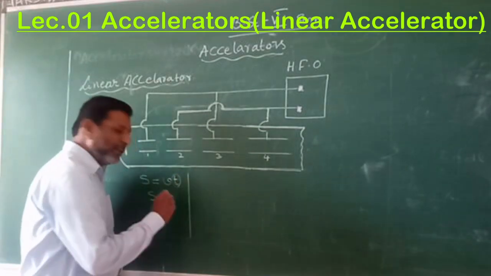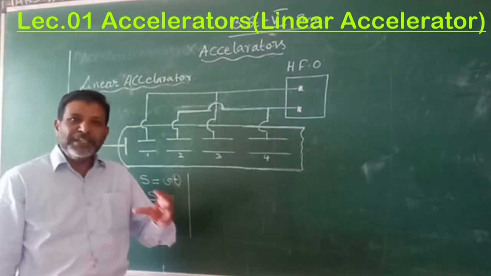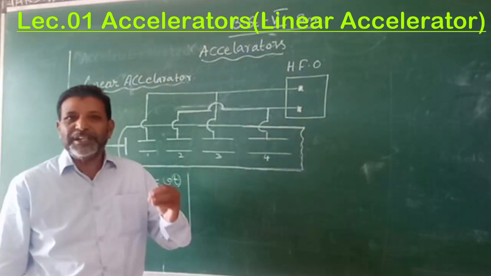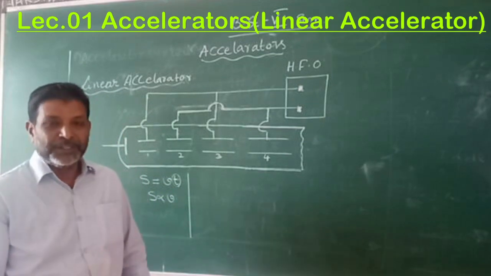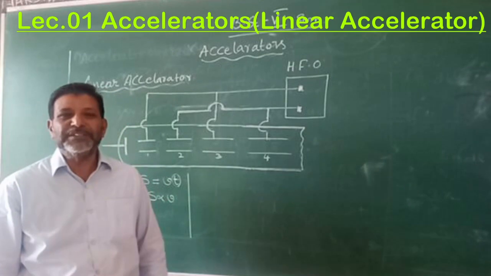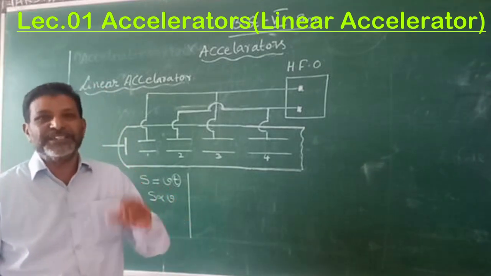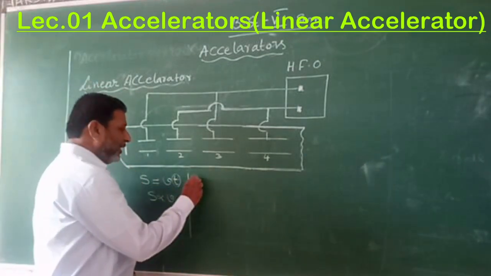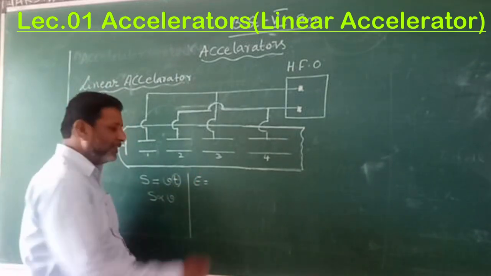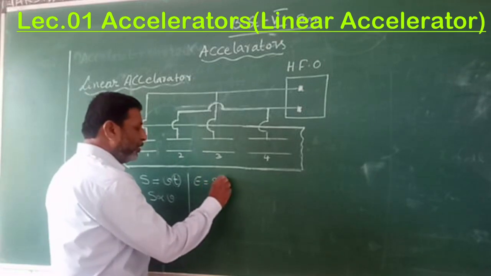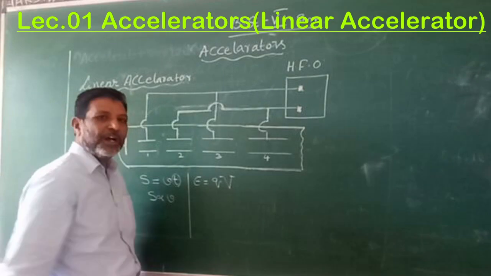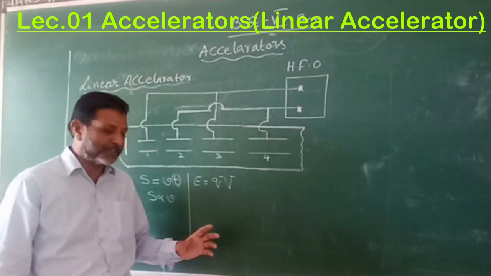Then the second point is that when any charged particle passes through a certain potential difference, it acquires energy. The amount of energy gained by the charged particle under the potential difference V is Q into V, that is, QV. Here Q is the charge of the particle, and V is the applied potential difference.